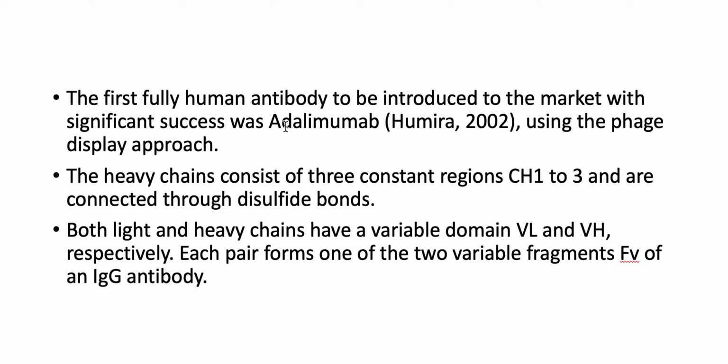The first fully human antibody introduced in the market with significant success was Humira, using the phage display approach. The heavy chains consist of three constant regions, CH1 to 3, as we discussed, and are connected through disulfide bonds. Both light and heavy chains have a variable domain, VL and VH respectively. Each pair forms one of the two variable fragments, Fv, of an IgG antibody.